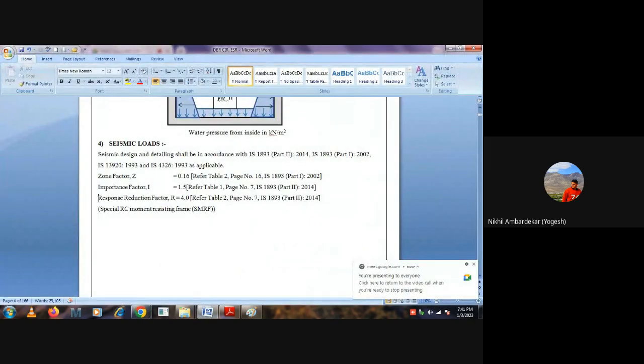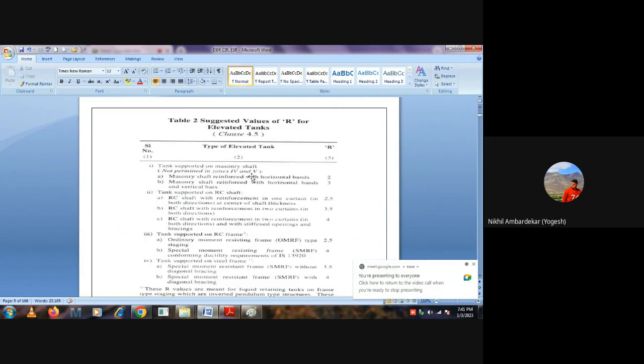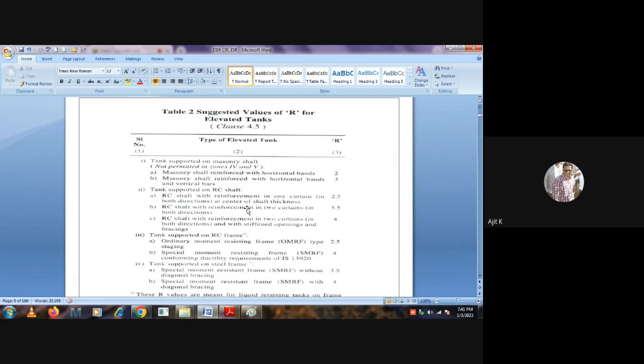The response reduction factor is also based on the different types of elements that we are using for the construction. The IS code gives Table number 2. If I go to Table number 2, we have to choose the correct response reduction factor for our structure. Is it visible? Yes, sir. For example, I will read the first scenario: tank is supported on masonry shaft. Is it our case? No, sir. Tank is not supported on masonry shaft, so I will not look into this.